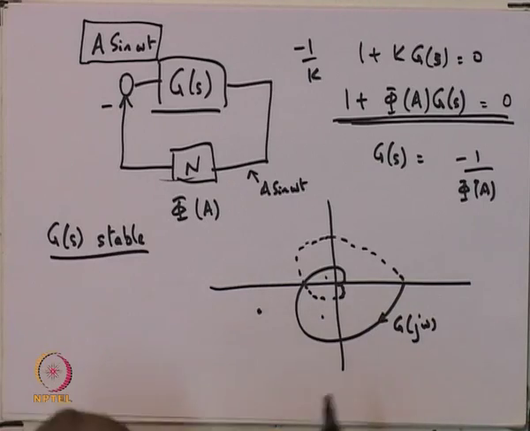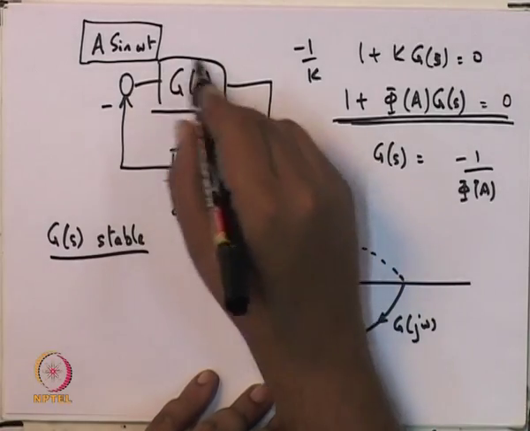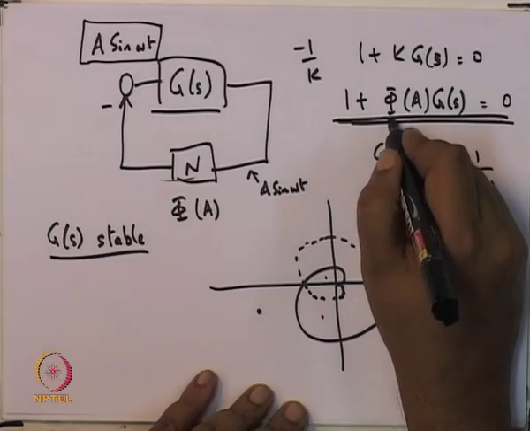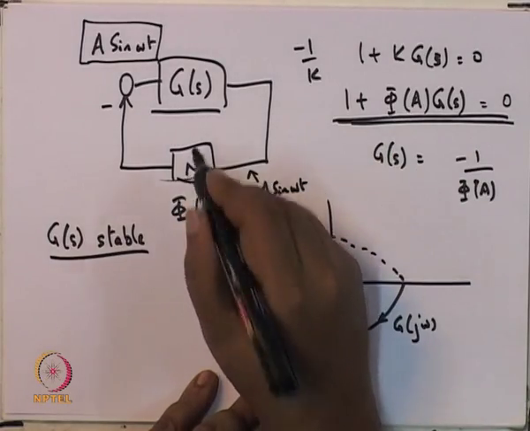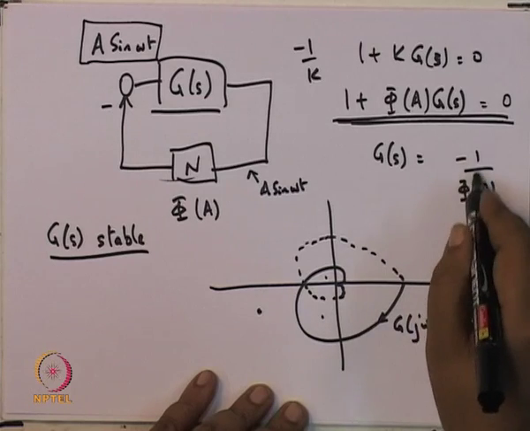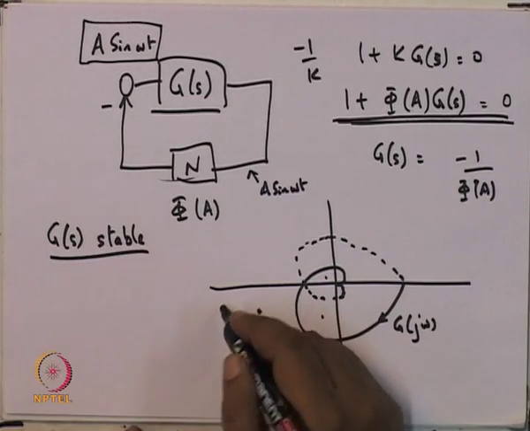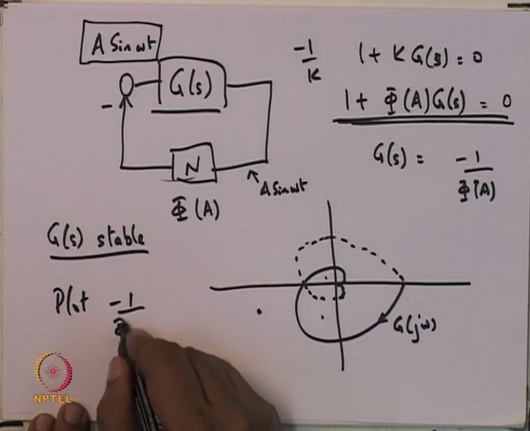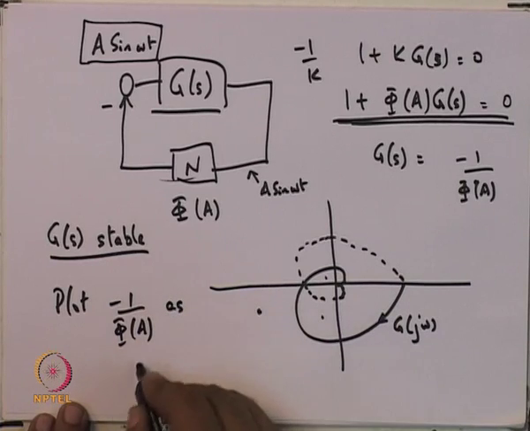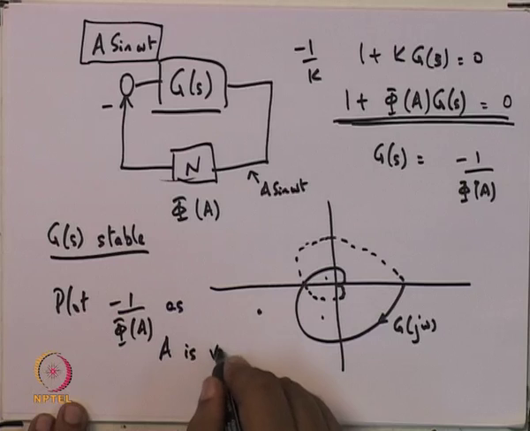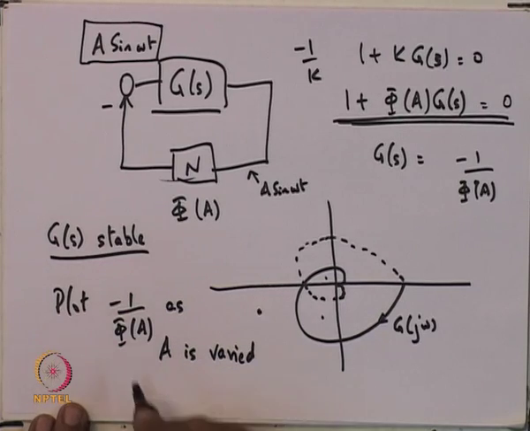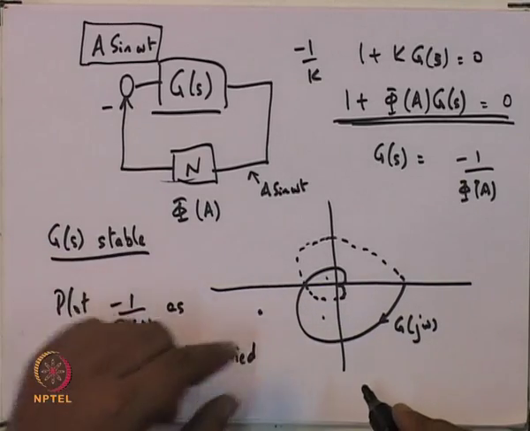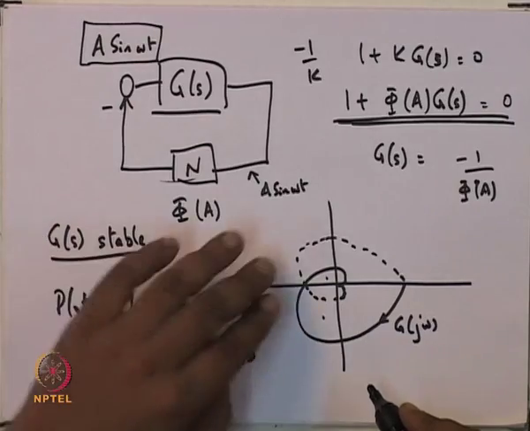So, what we could do is, given this linear plant, one can draw its Nyquist plot, and given the describing function of the nonlinearity, one could plot minus 1 upon phi of A as you vary A. So, plot minus 1 upon phi of A as A is varied.